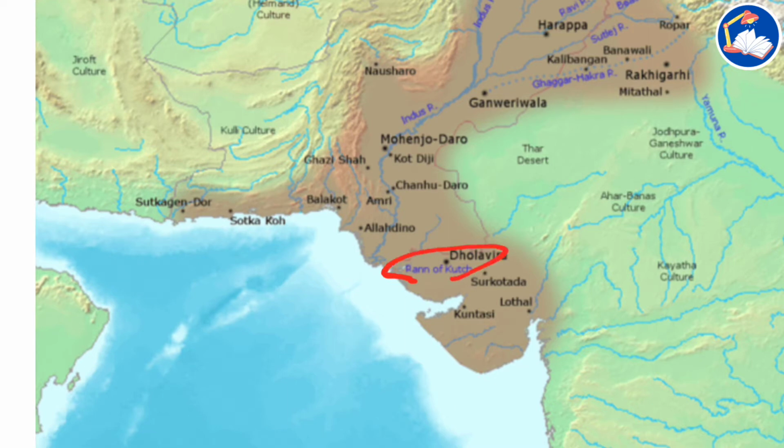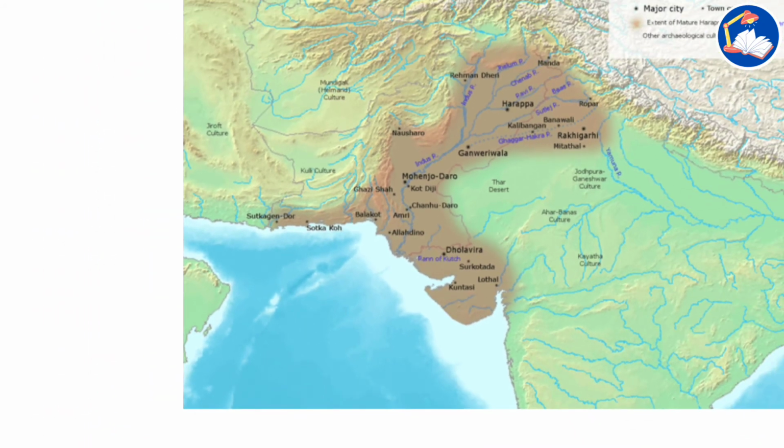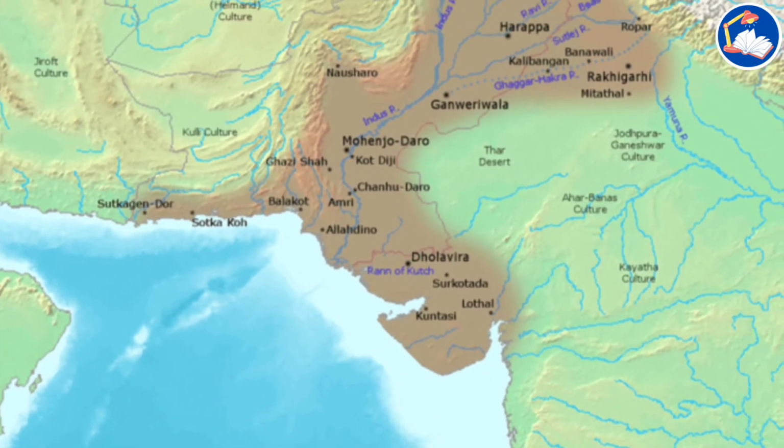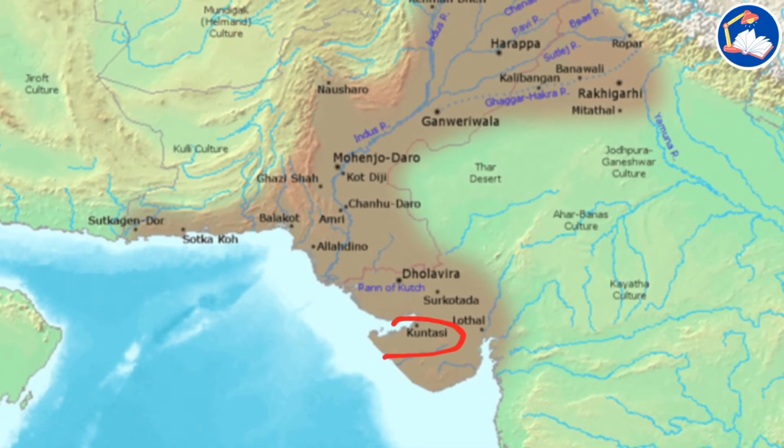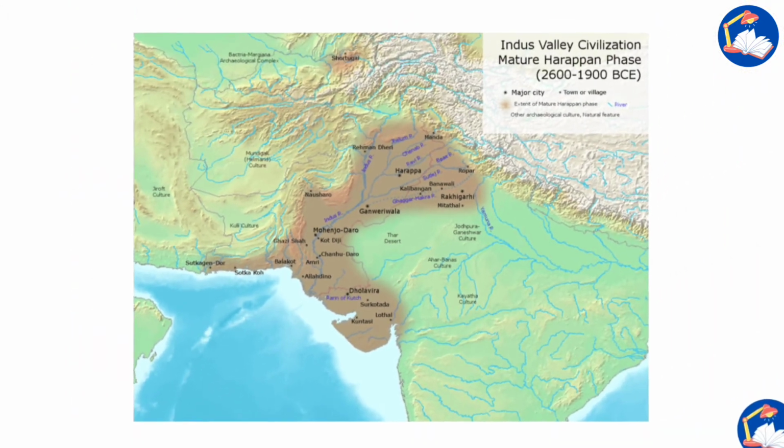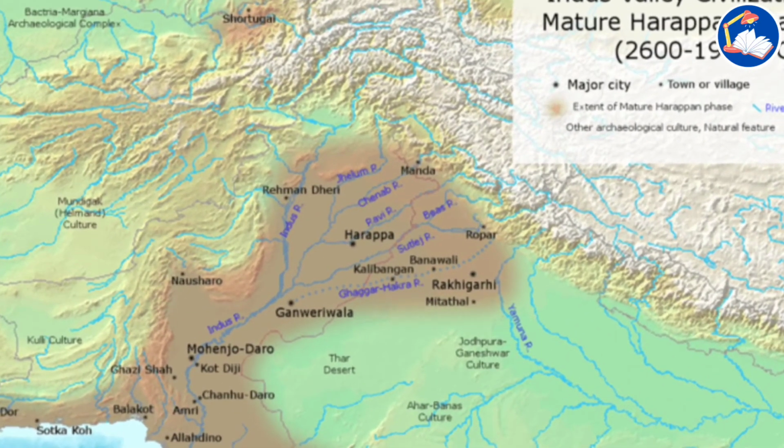Near the Rann of Kutch, we have Dholavira. And in Gujarat, we have Lothal, a port city. Surkotada is there, another important area. Of the southernmost and northernmost areas, the southernmost area was Kuntasi. Suppose a prelims question is asked, the northernmost is Manda.